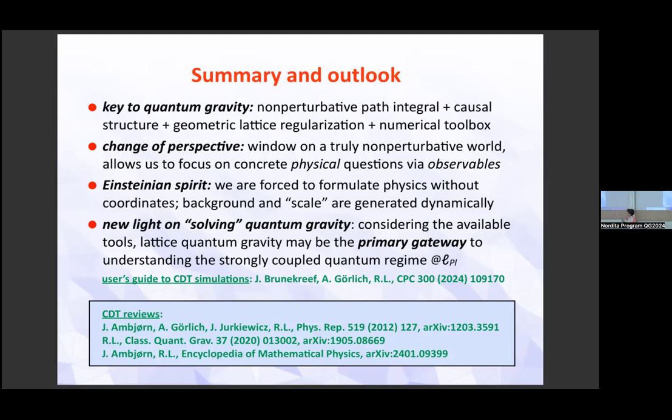We study observables, and I showed you some of them. It's a very Einsteinian spirit because there is no background metric or reference system. So it really forces you to think in very geometric terms. And background and something like scale is only generated dynamically. So it throws new light, to my mind, on what you might mean by solving quantum gravity. I mean, what are the questions we can meaningfully address with this particular framework? So if it comes to this strongly coupled quantum regime near the Planck scale, if that's what it is, then what we're doing here on the lattice may be just the primary gateway to understanding its physics.